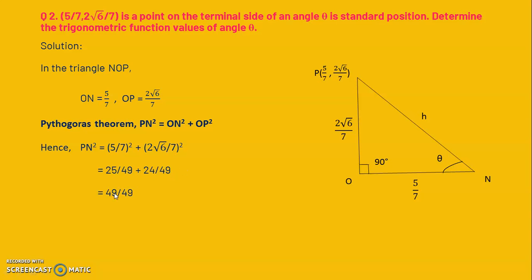Your answer will be 49 by 49, which is equal to 1. That is, your PN square is equal to 1, so that your PN can be written as 1. That is, your PN is the hypotenuse side, whereas h is equal to 1. So we know ON, OP and NP here. All the sides of the triangle we have found out, so that we can easily find the trigonometric function values of angle theta.